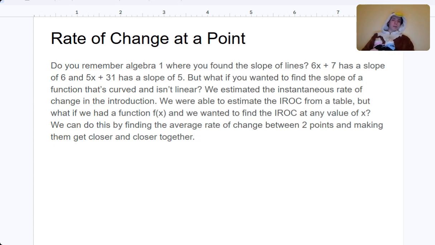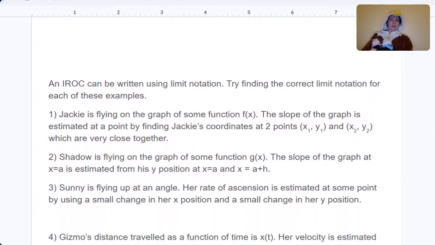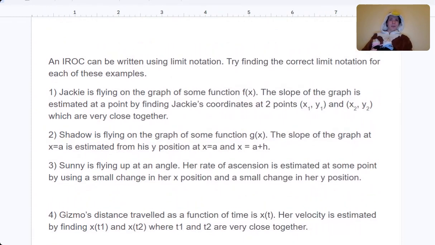Basically, what we want to do is take an average rate of change and use a limit to bring the 2 points you're measuring it between closer and closer together. So if you have delta y over delta x, you want that change in y and change in x to get really, really small. And let's do a quick review over the limit notation, how you can do this with limit notation.